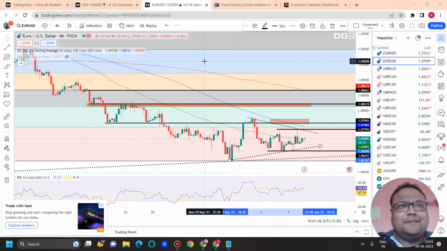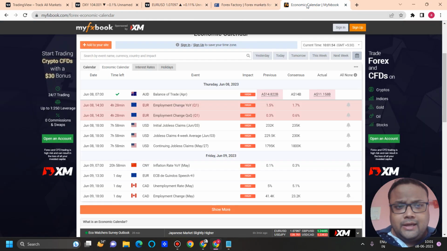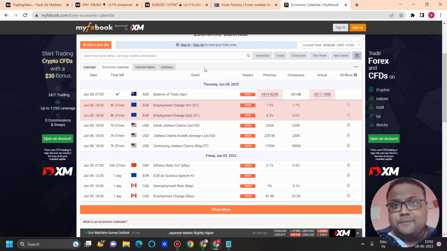So let's get started. My dear friends, this is the 4-hour chart of Euro USD in front of us. But before I proceed with the chart, I would like to show you forexfactory.com or any economic calendar you can choose. You can see that today we have news during the US session. So my dear friends, please be careful with your US dollar positions.